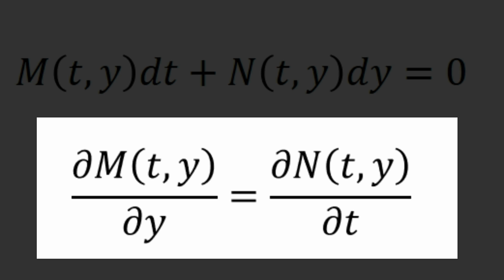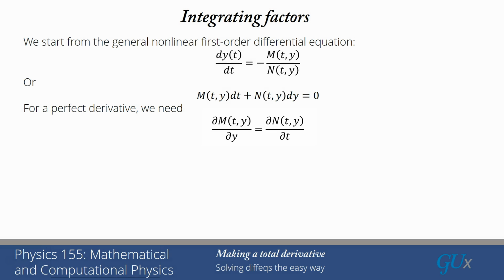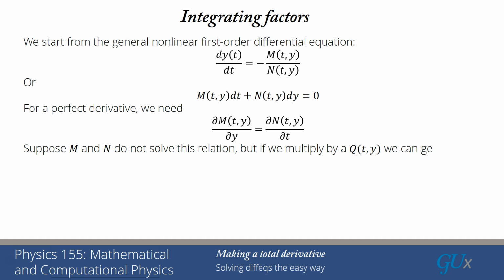So this equation is the consistency equation for a nonlinear differential equation to be solvable by the exact differential or exact derivative technique. So that's the goal that we have: can we find a q factor that will guarantee that the derivatives of M with respect to y and N with respect to t are equal to each other? So we're going to assume that the M and N actually don't solve it, but by multiplying with a q, we can get them to solve that relation.